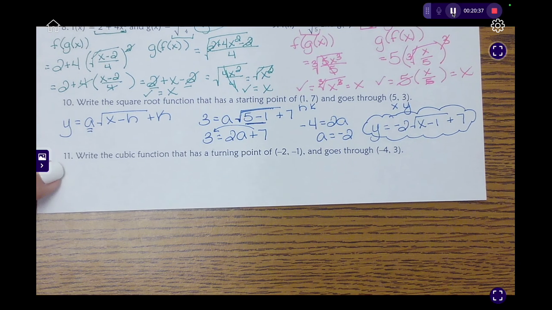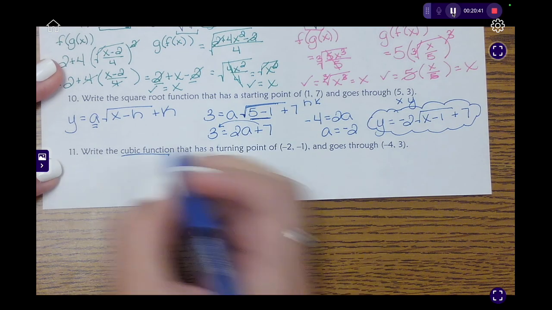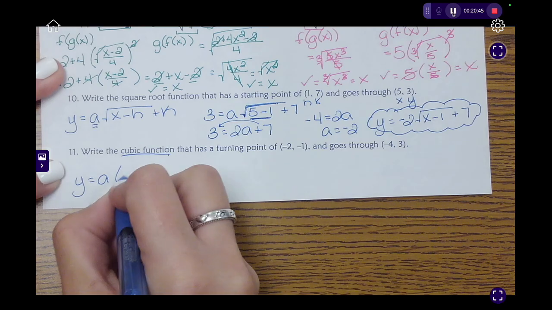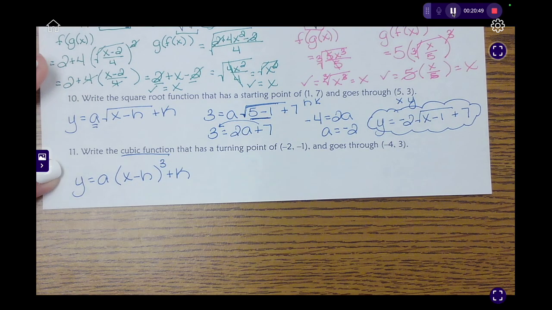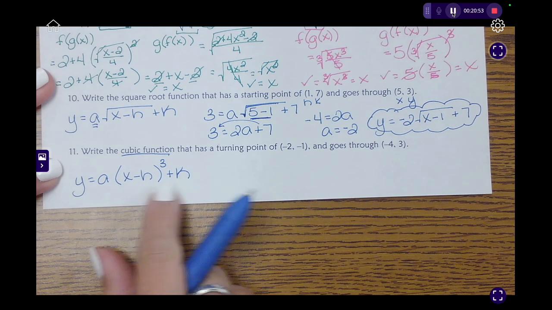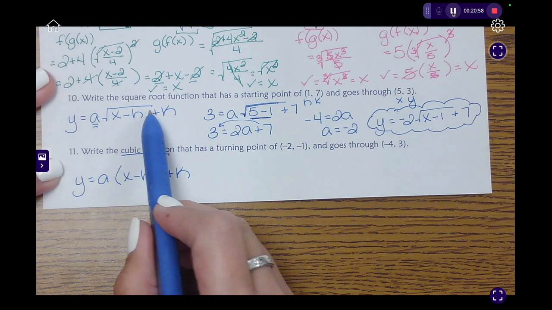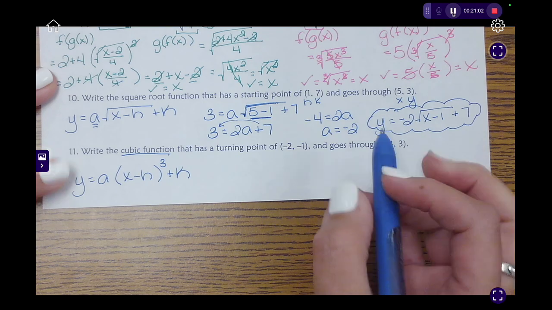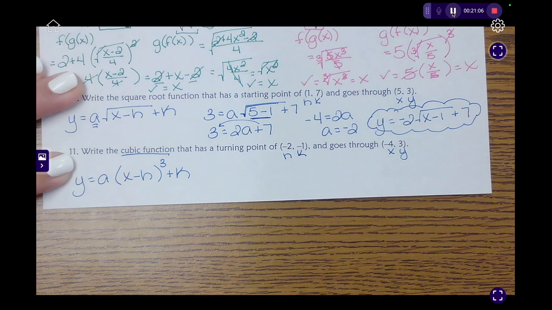Okay? Next one, same concept, except this one it says they want us to write a cubic function. So remember, that's still going to have an a, and I'm still going to have x minus h, but that's going to be cubed plus k. So realize all of these have an a, an h, and a k. None of that is changing. It just depends on if it's a square root, you're going to have a square root right here. Cubic, you have an exponent of 3. So your turning point is still your h and your k. This is your x and your y.